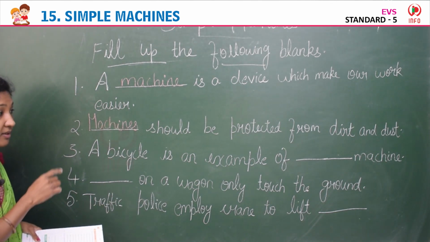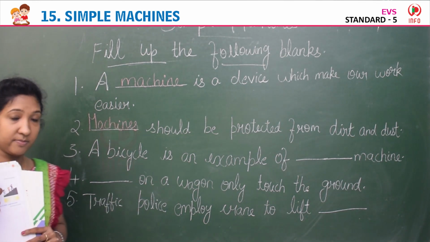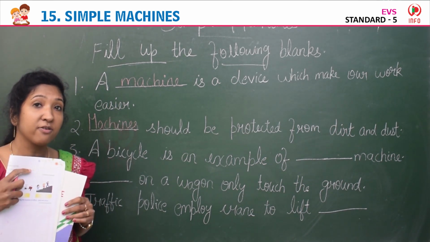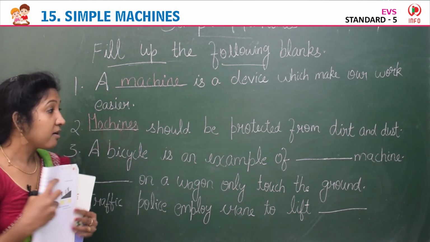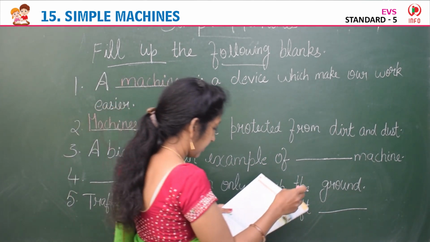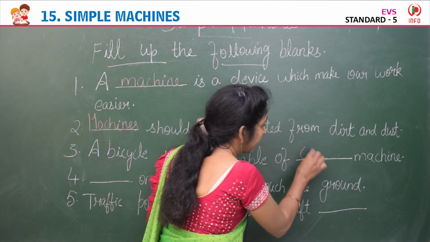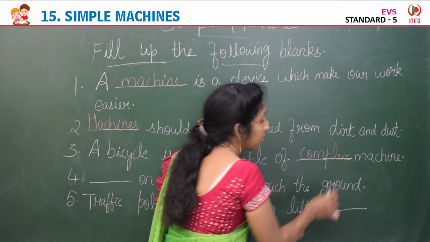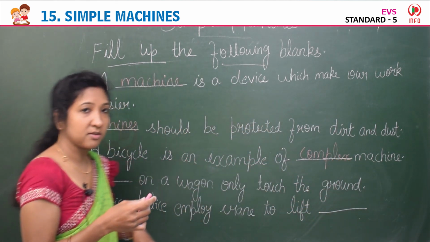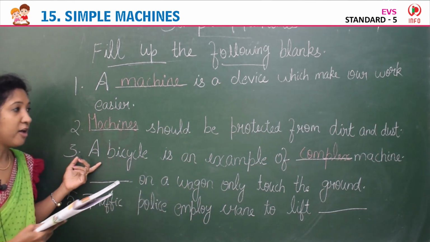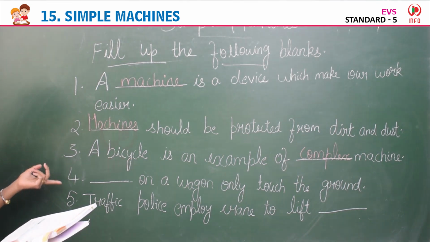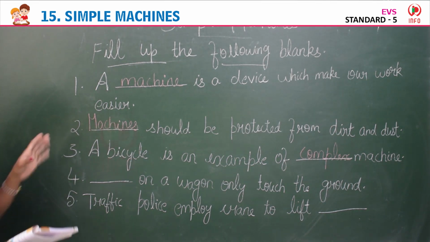A bicycle is an example of dash machine. I told you a bicycle is an example of a complex machine, because it consists of a large number of simple machines. So, a bicycle is an example of a complex machine. Coming to the fourth question, dash on a wagon only touch the ground.